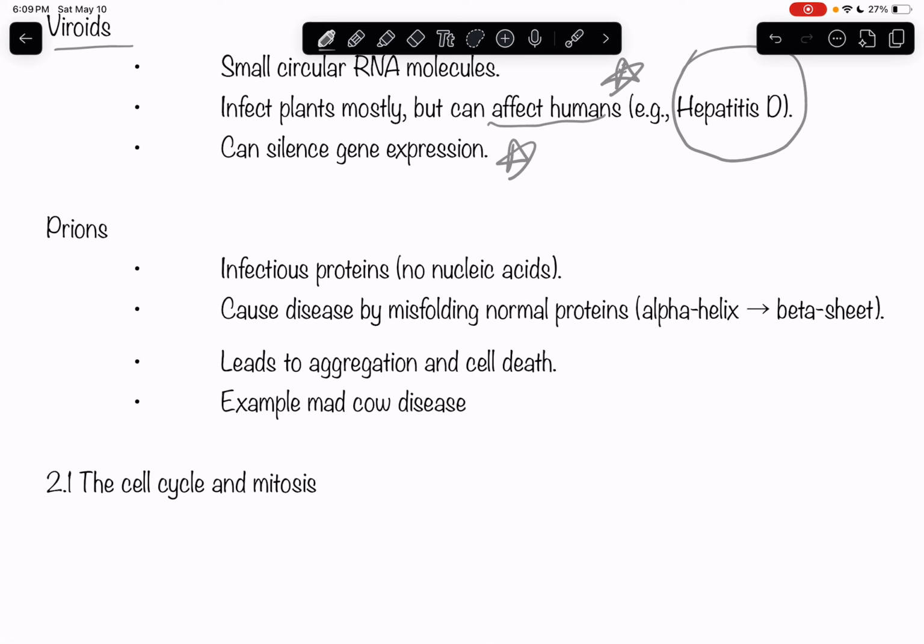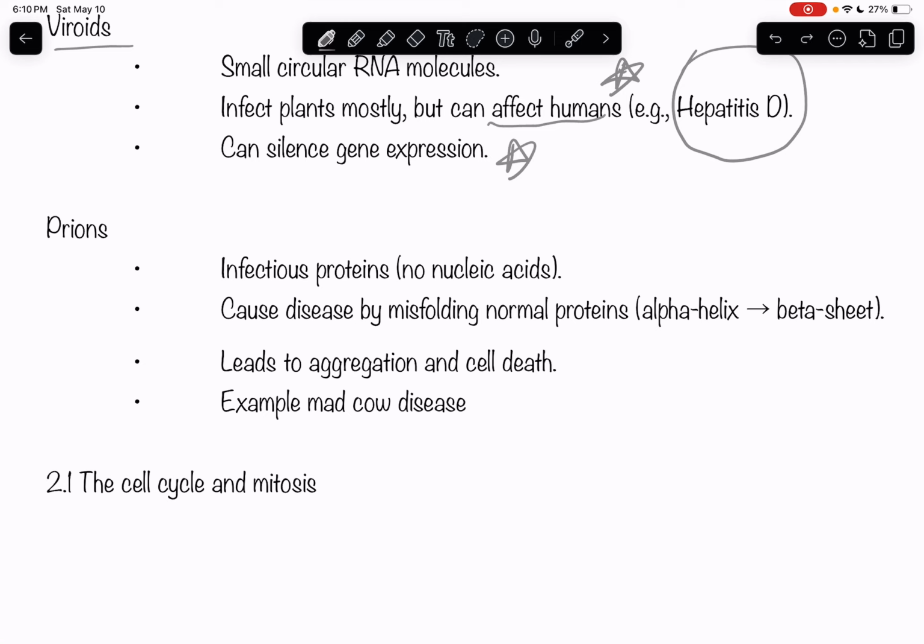Prions. Now, we actually don't know a lot about prions, which I find interesting and cool. They're infectious proteins. They have no nucleic acids, so they're pretty much misfolded proteins, right? You have an alpha helix that then turns into a beta sheet.